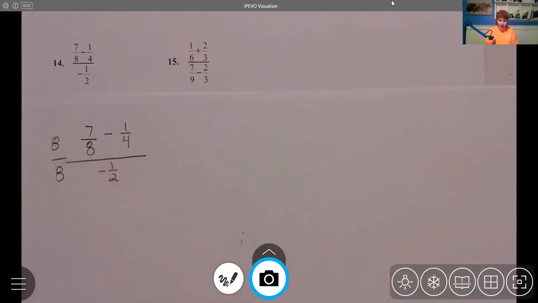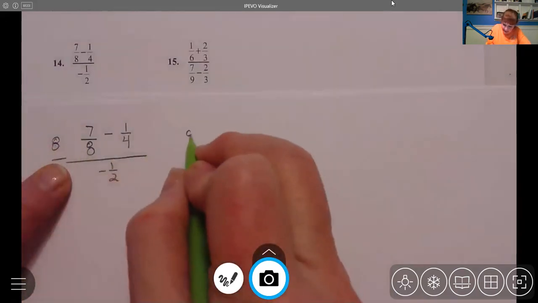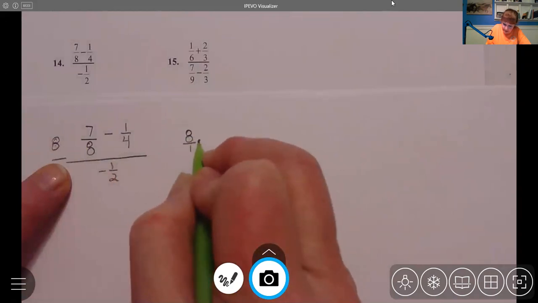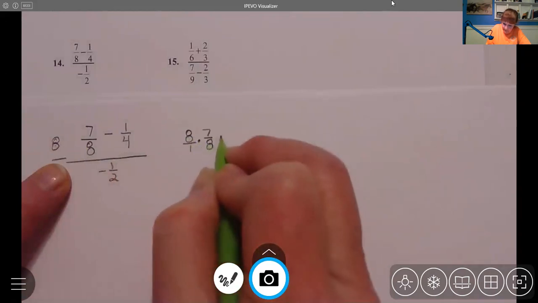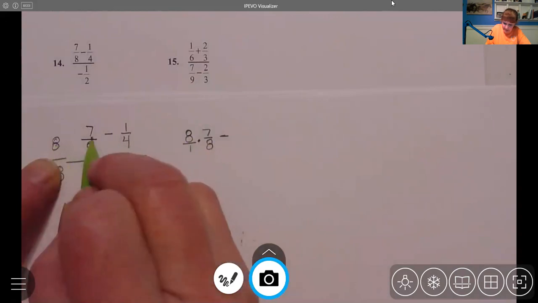Now, how do we do this? How do we multiply by 8/8 when we have these? Well, what you could do is you could put an 8 next to each of these. 8/1 times 7/8 minus, I'm just taking 8 times everything.